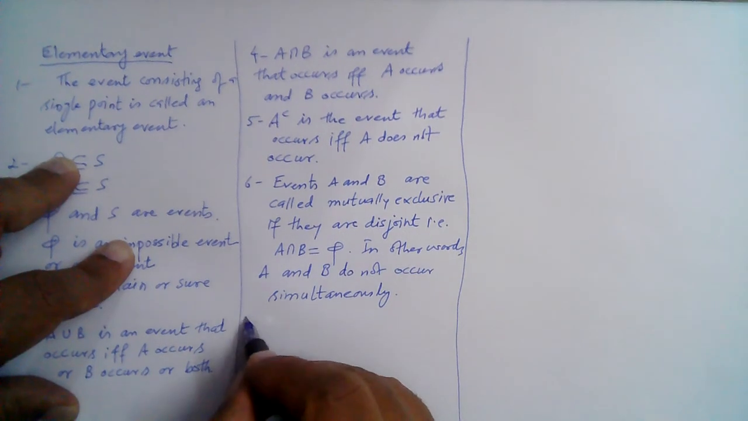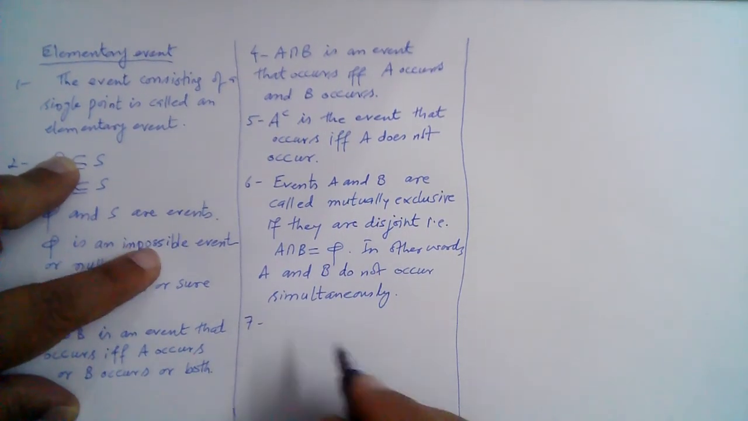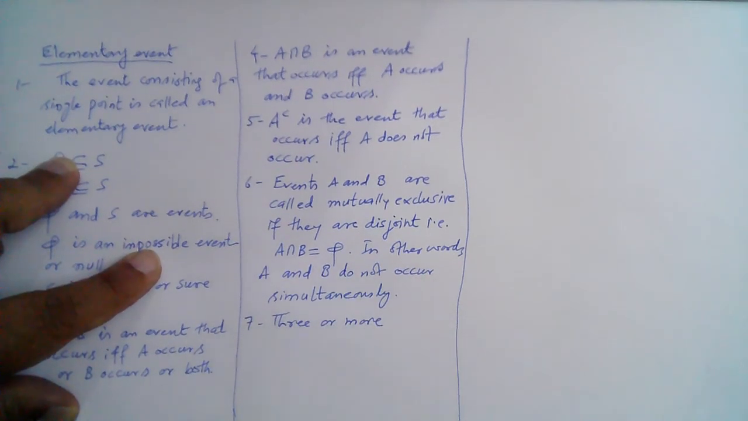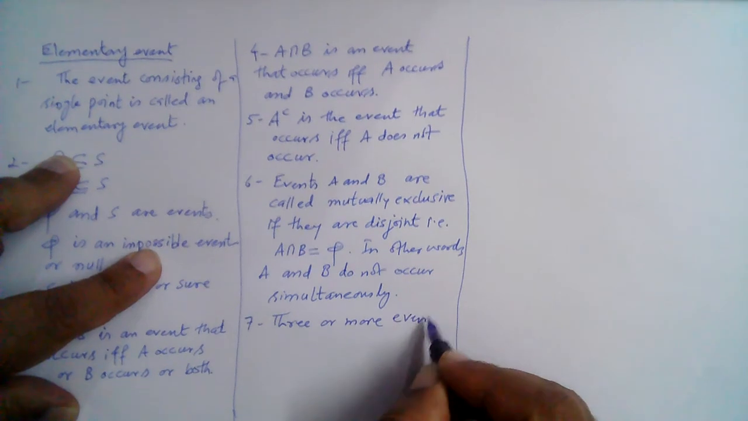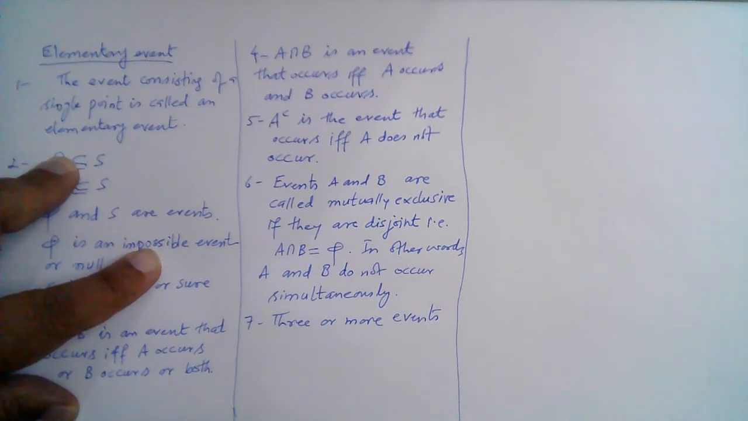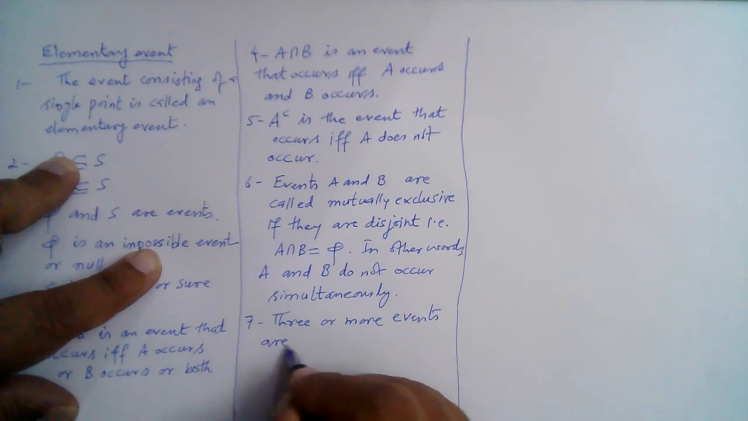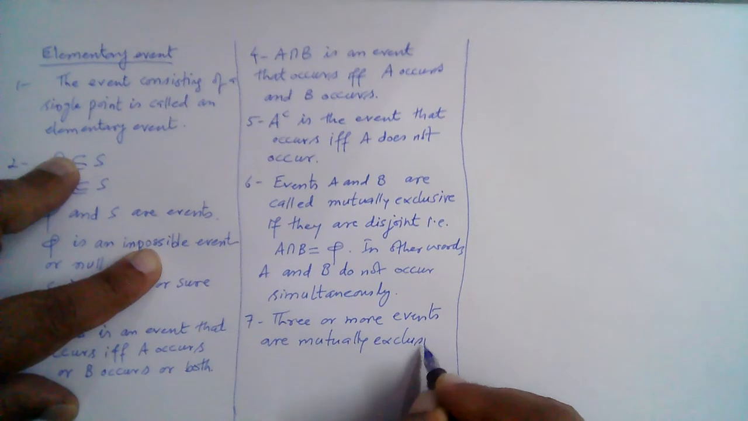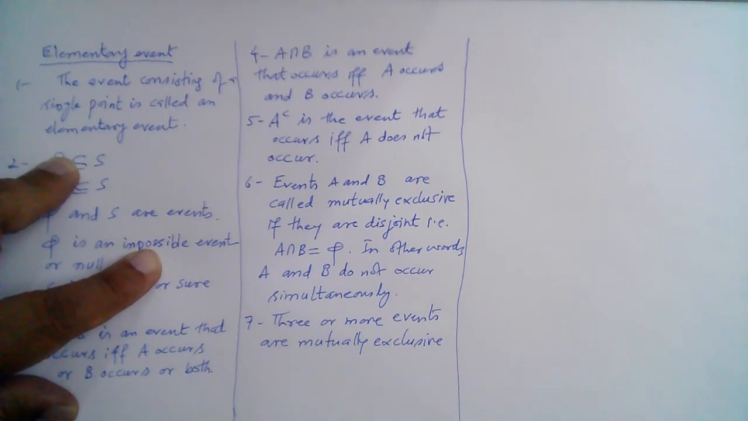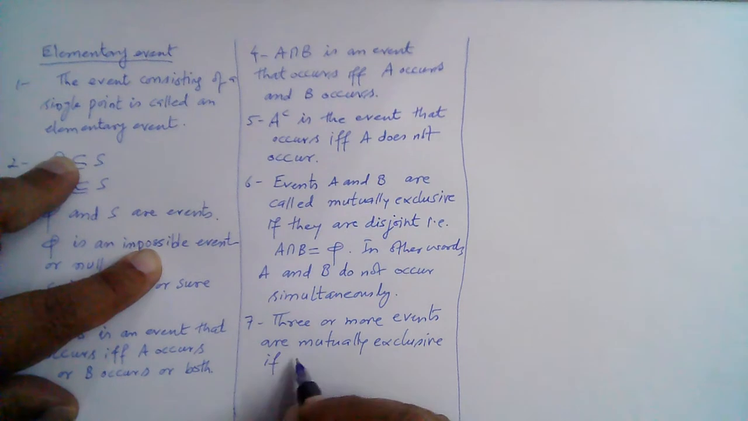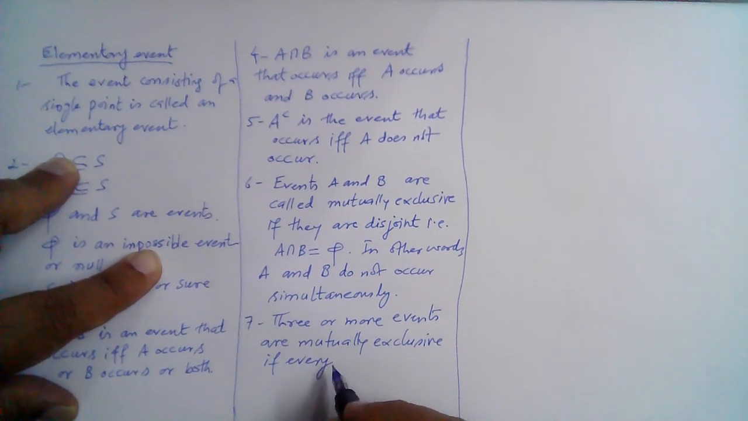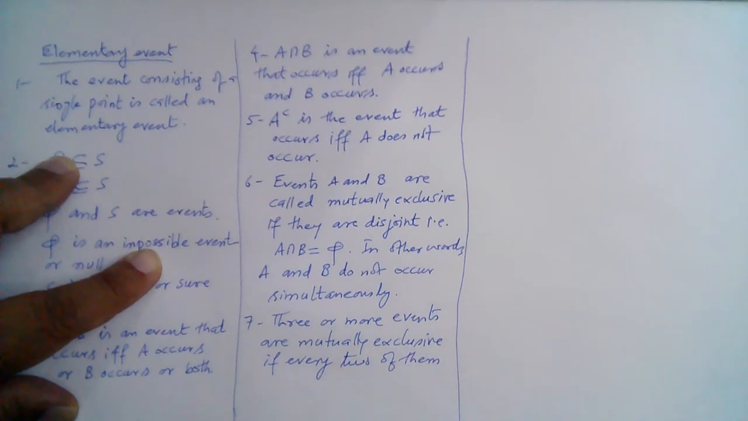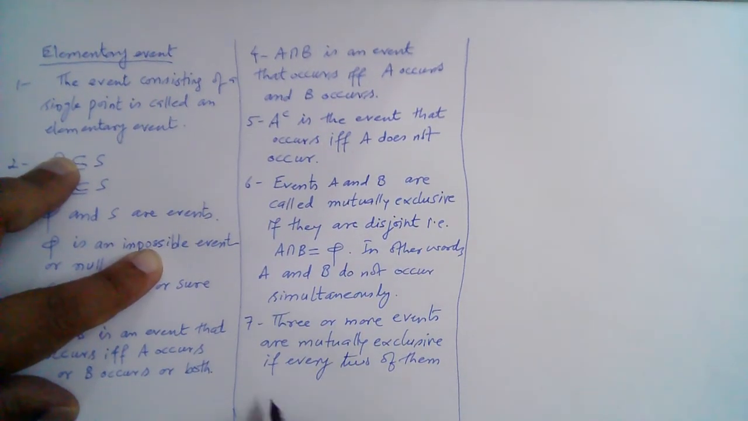What about more than two events? Three or more events are mutually exclusive if every two of them are mutually exclusive.